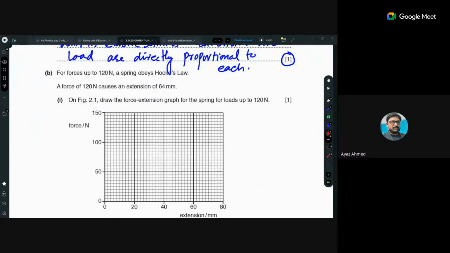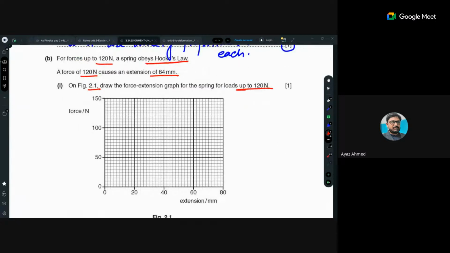Now for forces up to 120 newton, a spring obeys Hooke's law. It means a spring is obeying Hooke's law up till 120 newton. This is a very important information. A force of 120 newton causes the extension of 64 millimeter. On figure 2.1, draw the force extension graph of the spring till 120 newton. So we have one information given from the examiner and one information we know ourselves. That is, at 120 newton load, what will be the extension?